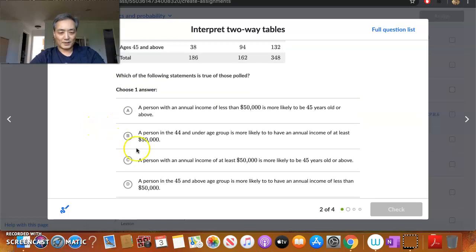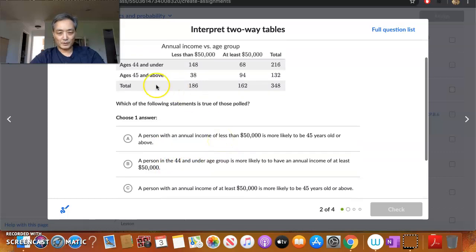Okay, let's look at the second one. A person in the 44 and under age group is more likely to have an annual income of at least 50,000. Well, it's 68 compared to 148, so that's not true either. It's the opposite, right? They're more likely to have an income of less than 50,000, which makes sense because the younger you are, the less experience you have, and usually your income is going to be lower than someone who has more experience. Therefore, their income is going to be a little higher, right?